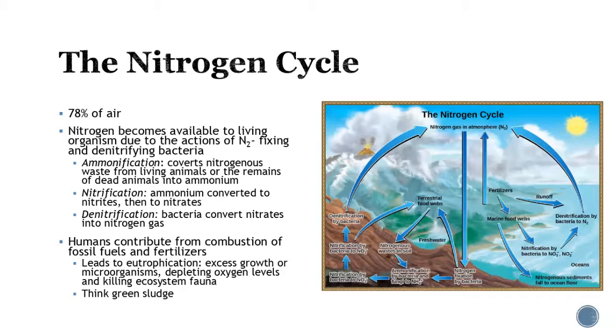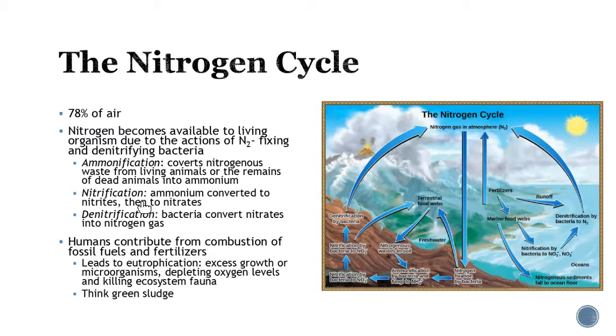Now, the nitrogen cycle. About 78% of the air is composed of nitrogen, and this is where bacteria come in and play a big role right here. So nitrogen becomes available to living organisms due to the actions of these nitrogen-fixing and denitrifying bacteria. They go through this process called ammonification, where they convert nitrogenous waste from living animals and the remains of dead animals into ammonia.